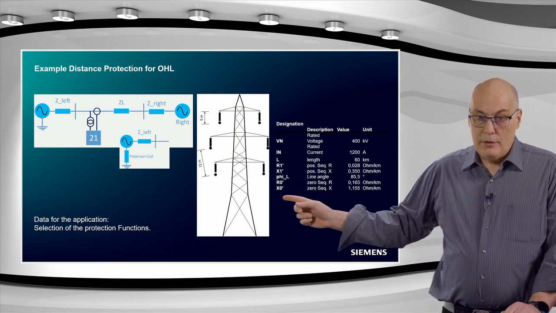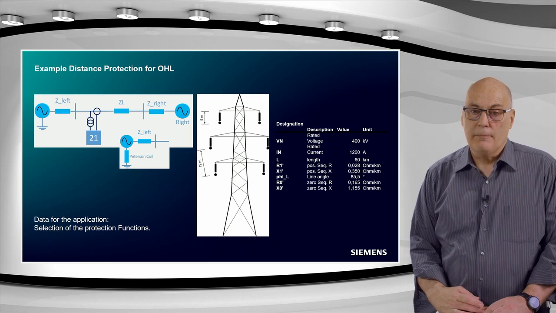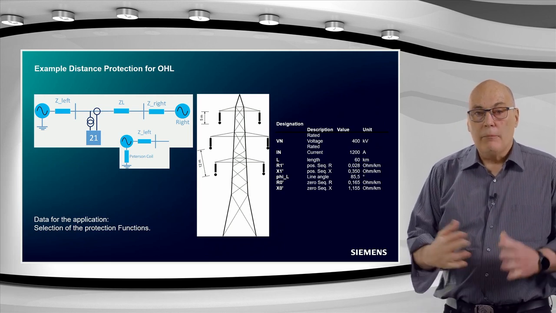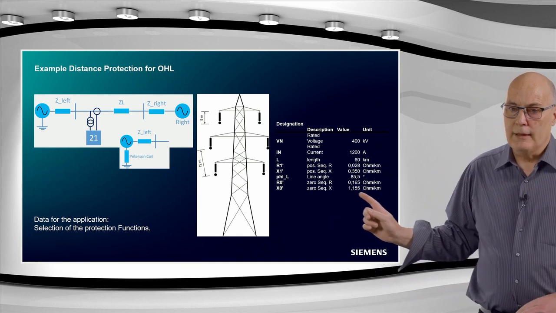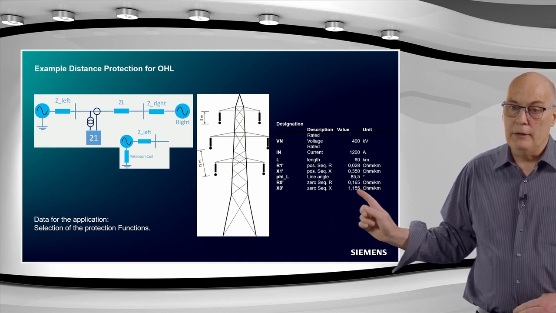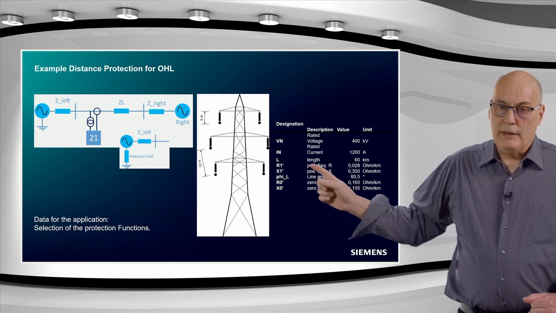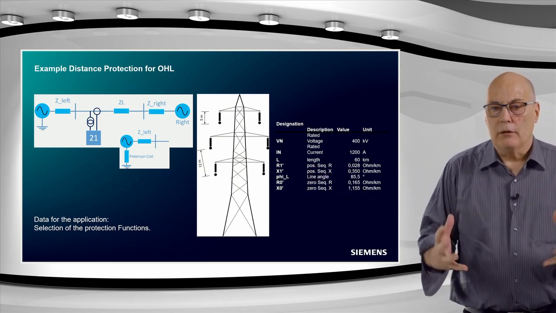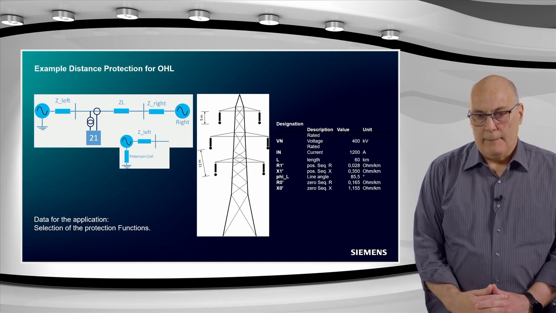For the ground faults, we'll look at that in more detail later on. You need the zero sequence impedance of the line as well. This can be given as an absolute total line impedance, or as in this case, it's given as a per kilometer impedance. And then you obviously need to know the length of the line. And basically from this data here, we can really calculate most of the critical settings for the distance relay.